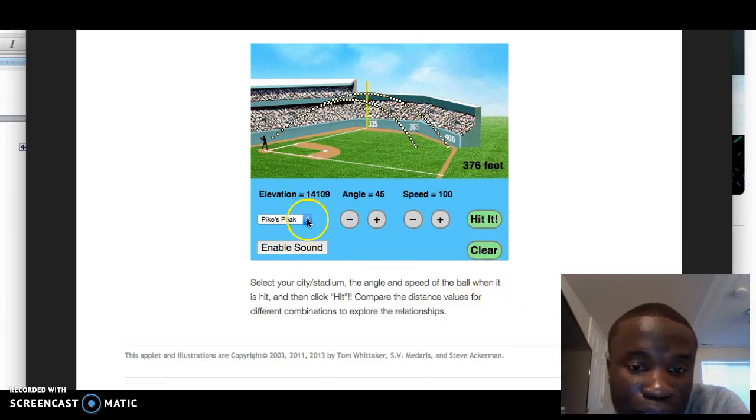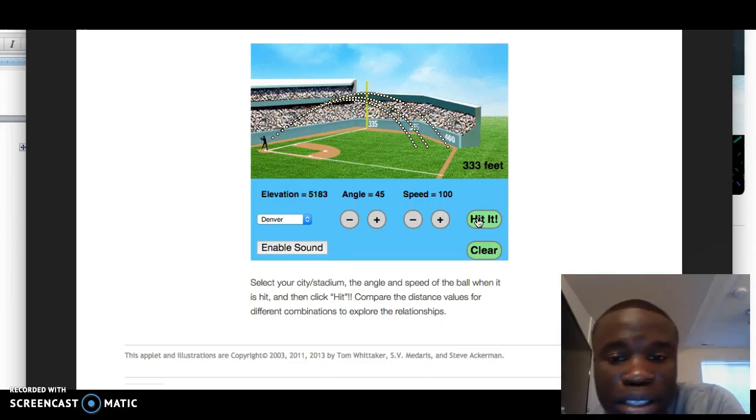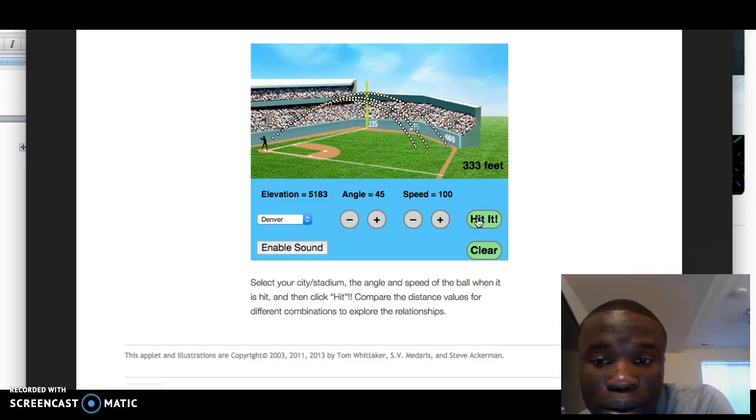Now, what if I'm playing in Denver, where the elevation is 5,183, and I keep the same angle and the same speed? What happens? When I play in Denver, the lower the elevation goes, the shorter the distance I can hit with the same angle. Earlier, with the highest elevation, we hit about 376 feet. With the lowest elevation, we hit about 297. Now with Denver's elevation, we hit 333 feet.